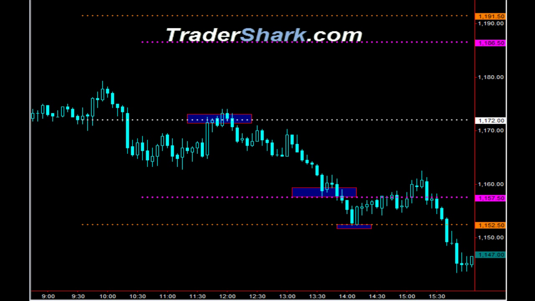Today is Wednesday, September 28th, 2011. The following are examples of trade setups that occur on a regular basis. We're going to start out on the 5-minute chart.